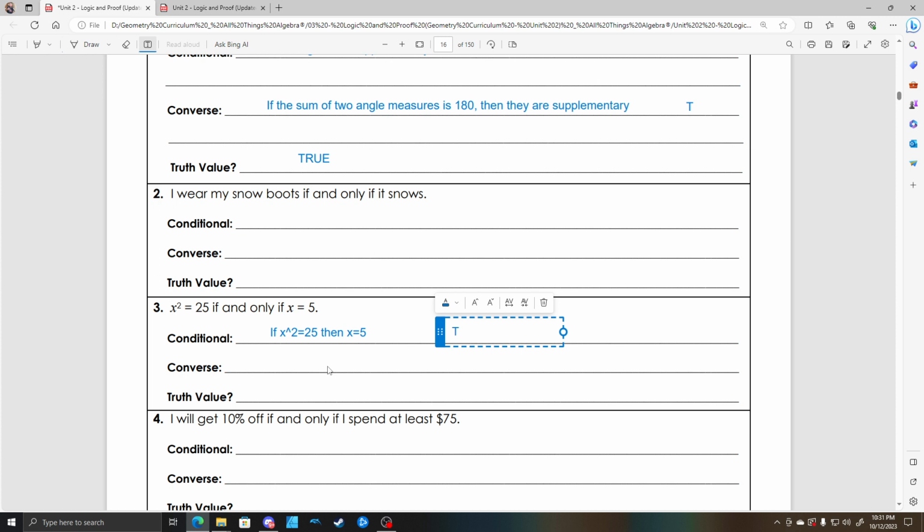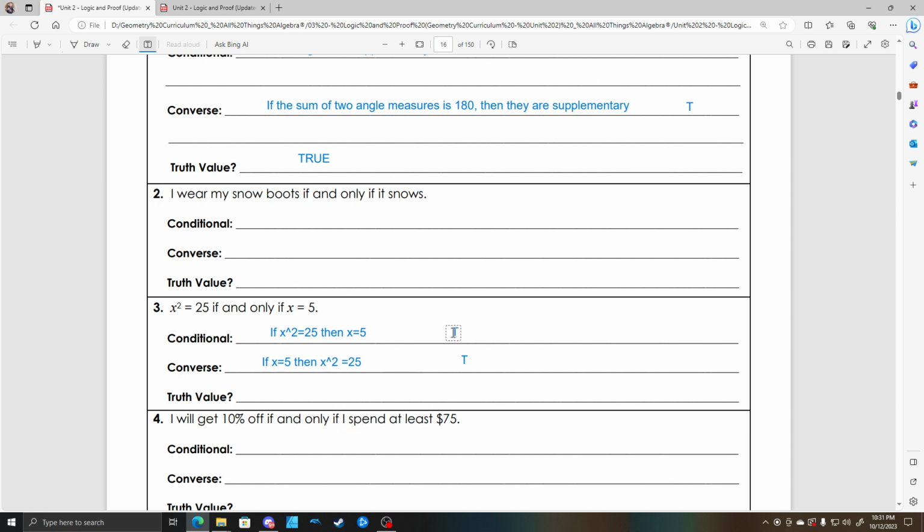Now let's look at it the other way, right? So we're flipping our if and then. If x equals 5, then x squared equals 25. All right. So if x is 5, then x squared is 25. 5 squared is 25. This is true. All right, so this would seem true so far, right?